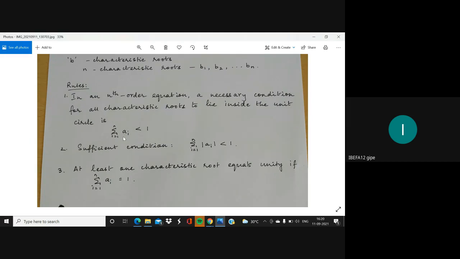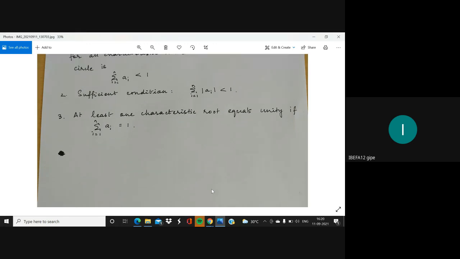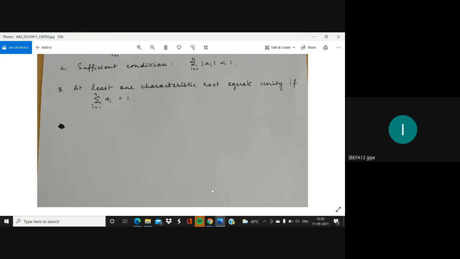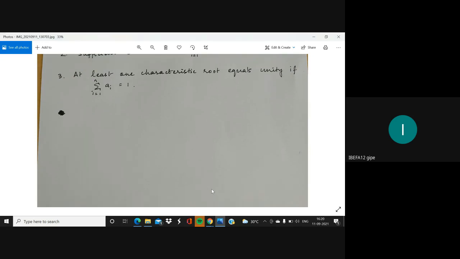The necessary condition for all the characteristic roots to lie inside the unit circle is that the sum of the autoregressive coefficients should be less than 1. The sufficient condition is that if you take the absolute values and sum them up, they should be less than 1. I hope this was clear to everyone. Does anyone have any doubts? This is just for your understanding, because many times you'll hear these terms being used, and if you don't know what they mean, you'll feel like there's some gap in your knowledge.